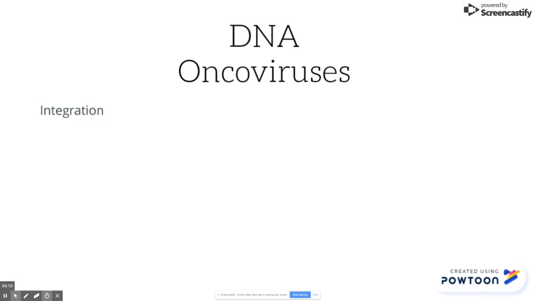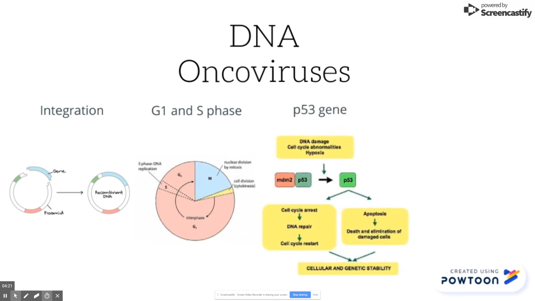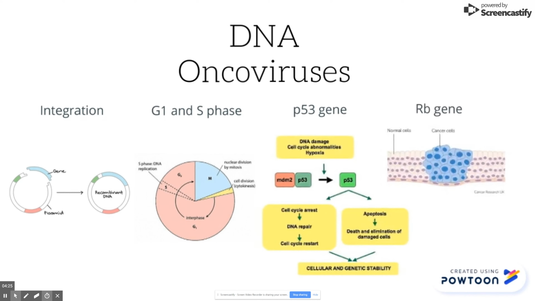DNA viruses can cause cancer in many ways. The first is integration, where they insert their own DNA, causing mutations. Second is interfering between certain checkpoints of cell replication, which can cause premature or too much replication. Third is by turning off the p53 gene, which is a tumor suppressor, and last is the RB gene, which is also a tumor suppressor, but prevents too much cell replication.